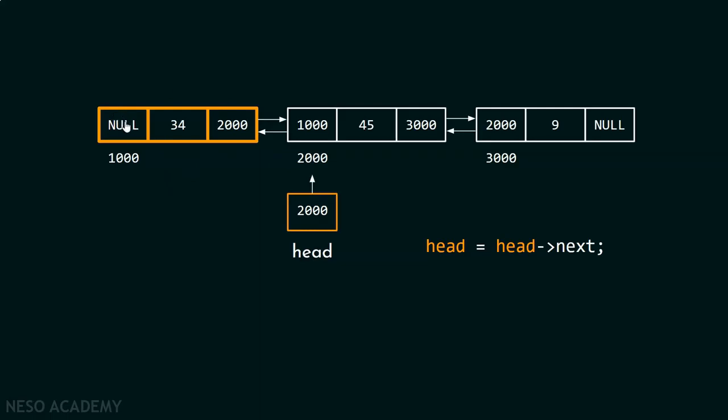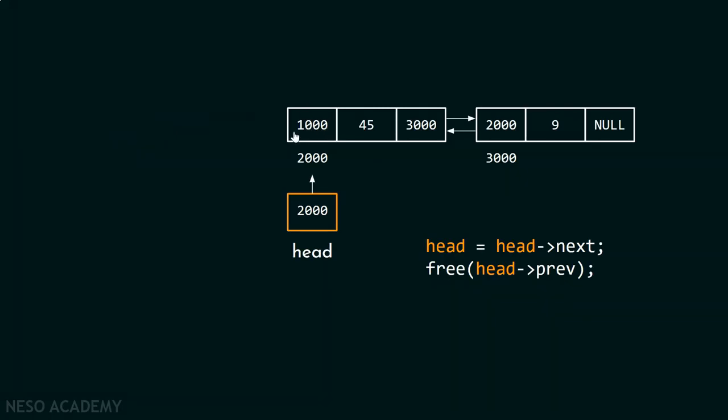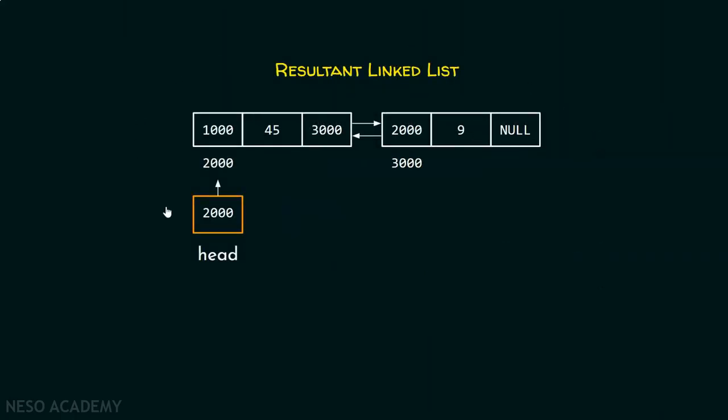And if we can access the first node, we can delete the first node. For this purpose, we just have to pass head prev to the free function. And that's it. After this, we just have to update the prev part of this node. For this purpose, head prev equal to null has to be written. And this is how a complete linked list looks like after deleting the first node of the list.